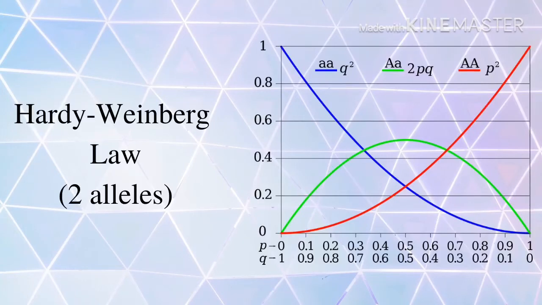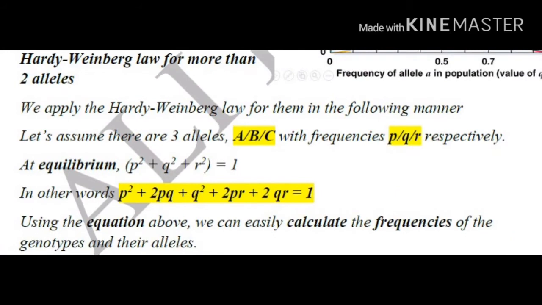During this lecture, we'll be calculating the frequencies of multiple genotypes that have more than 2 alleles. Now, these are going to be done using the Hardy-Weinberg Law. Well, first of all, let's take a couple of things into consideration before we actually start calculating.